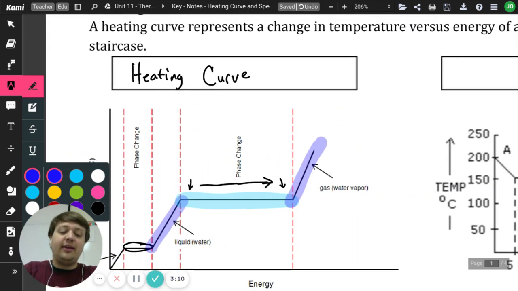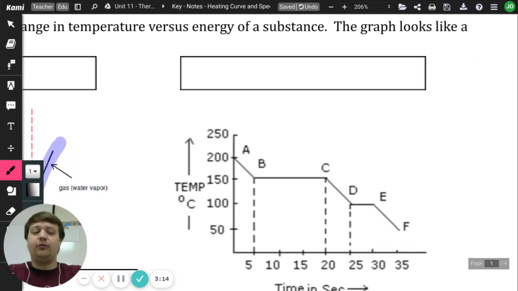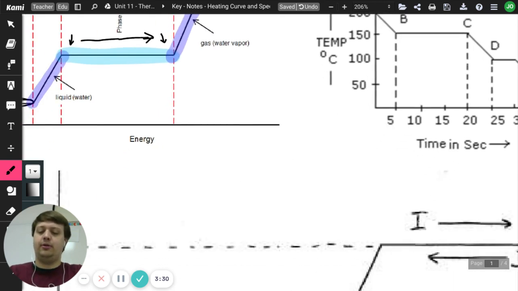Now, this is a heating curve. In reverse of that, we would have what we would call a cooling curve. And it's basically the same thing as a heating curve, but in the opposite direction. So instead of heating up, we are then going to be cooling down. So we're going to be removing energy, all right?